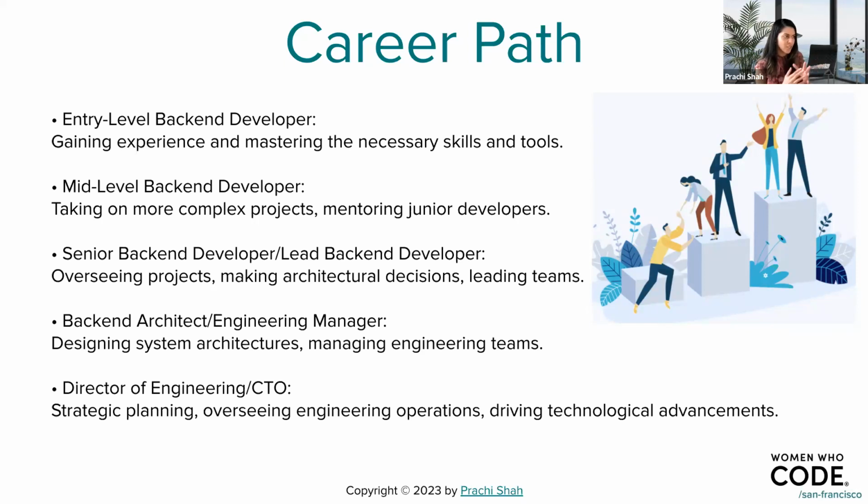Backend engineer, architect, or engineering manager, these are different paths. Architect would be an individual contributor path, and engineering manager would be a management path or management track. After being a senior or a lead, you can diverge, depending on whether you want to go the management path or the IC path, so you become an architect or a manager, right? So that's where the fork is.